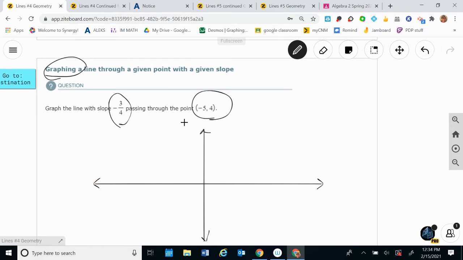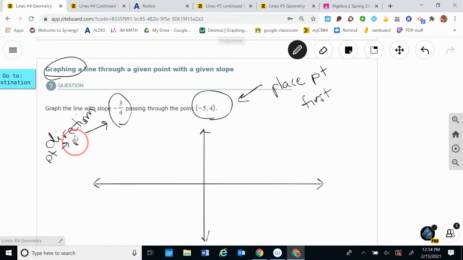Okay, so graphing a line. So the first thing you want to do is place the point first. Okay, and the reason why you want to do that is remember this is not a point. This is directions to get from one point to another point. Okay, so you can't use this. This is not -3/4 anywhere on here. This is x, this is y.